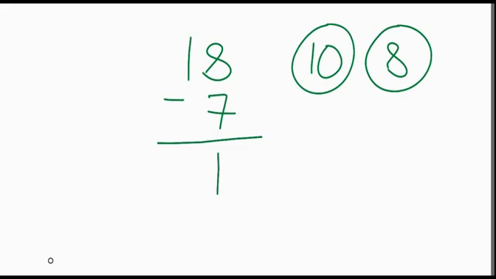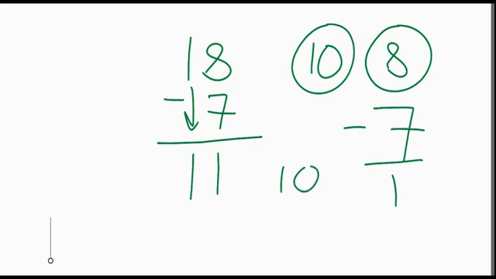Now, in this case, because it's subtraction, the easiest part here is all you're going to do is take that 1, drop it down, and your answer is 11. 18 minus 7 is 11. You could have done the same thing over here, right? With our broken apart numbers. So 8 minus 7 is 1. Now you know you still have 10 left, so now you're going to have to do 10 plus 1 equals 11.